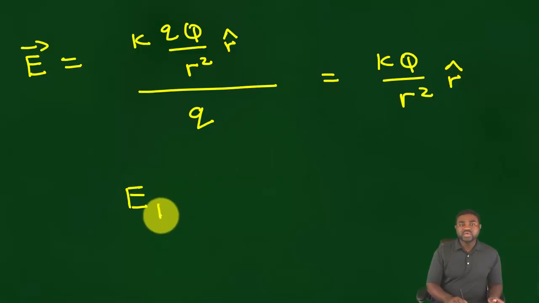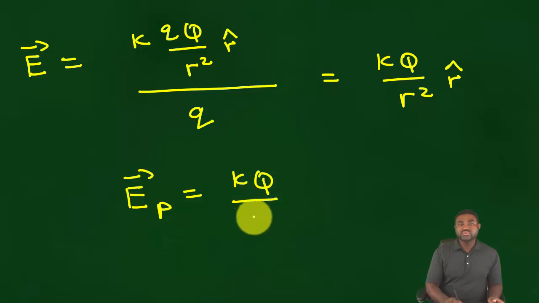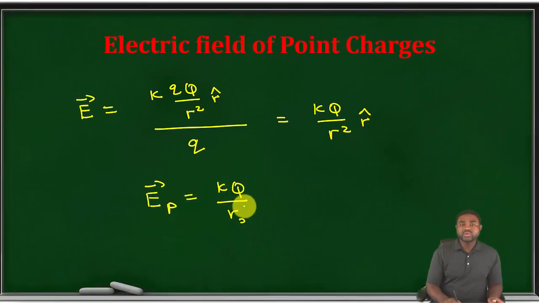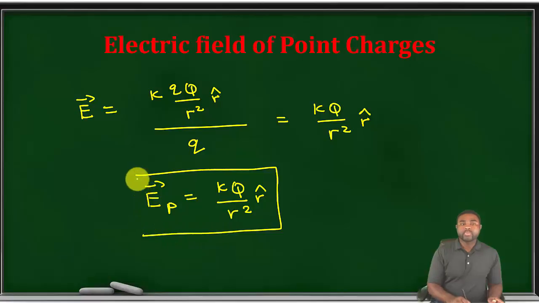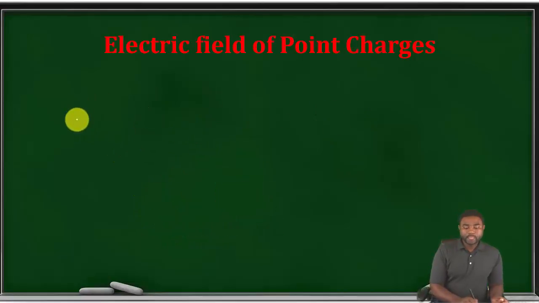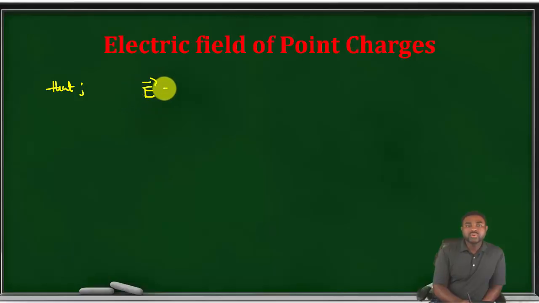Therefore, the electric field at point P will be equal to K Q over r_P squared, r cap. Keep in mind that E is equal to F divided by q, which implies that F is equal to qE.